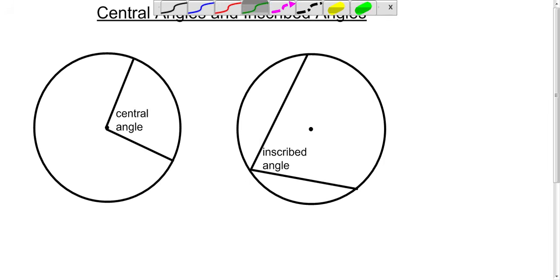So what about them? What's special about them? Well, one special thing about a central angle is if I know, let's say this arc here is 98 degrees. Great boy bands of all time. So this central angle would also be 98 degrees. This angle is the same as the intercepted arc.